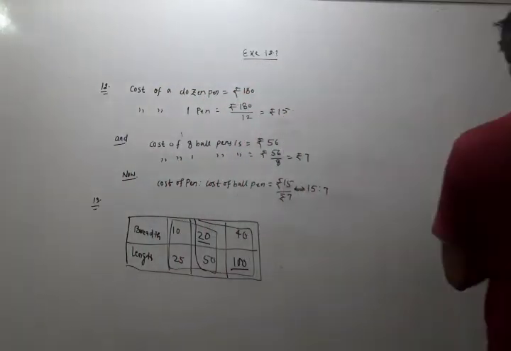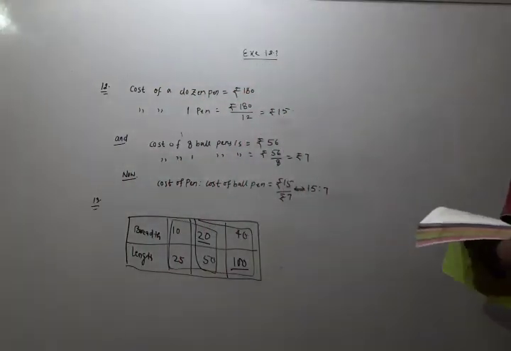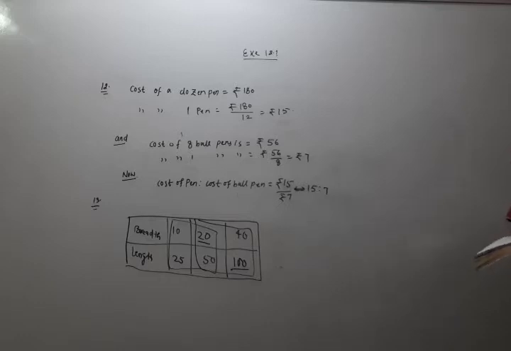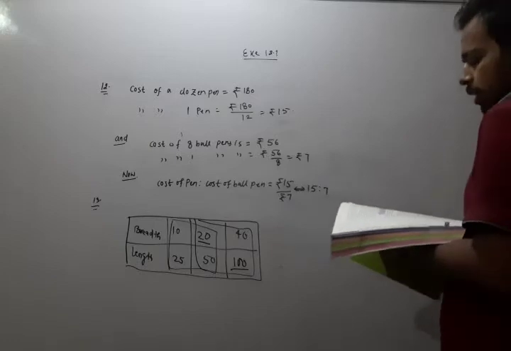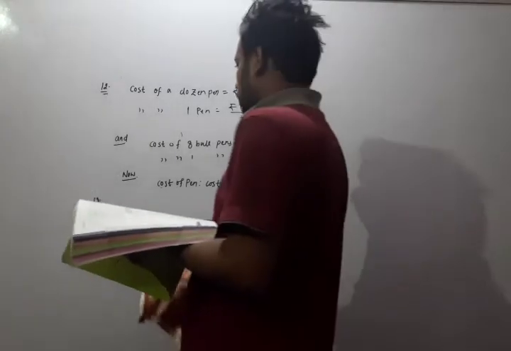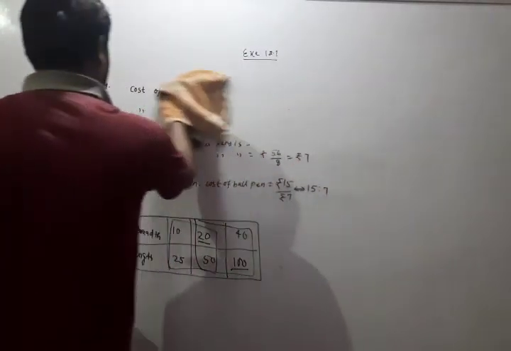Now moving to question number 14. Divide 20 pens between Sheila and Sangeeta in the ratio of 3:2.